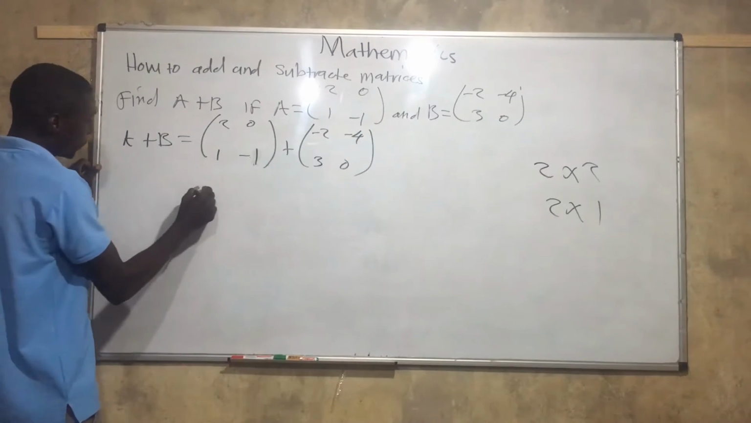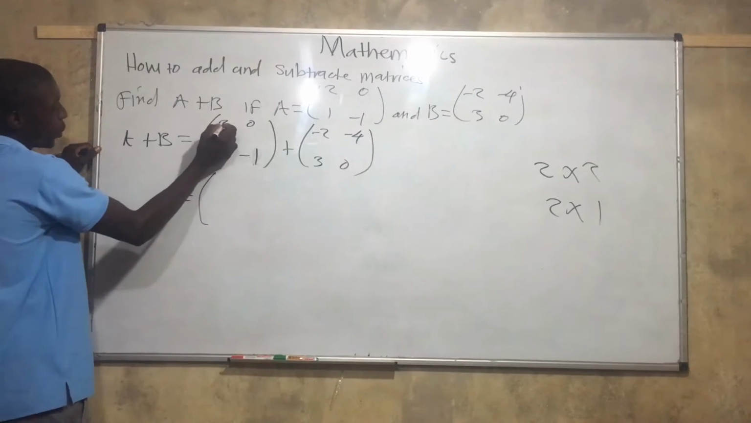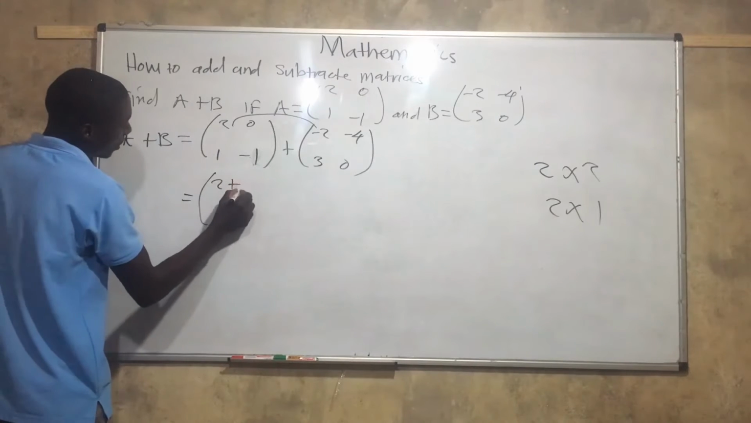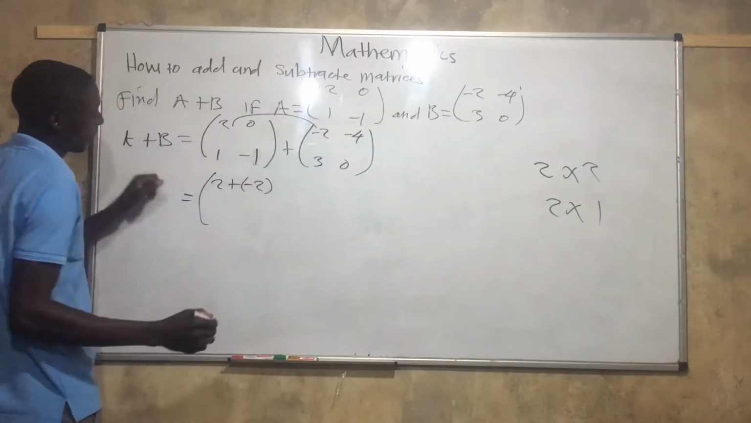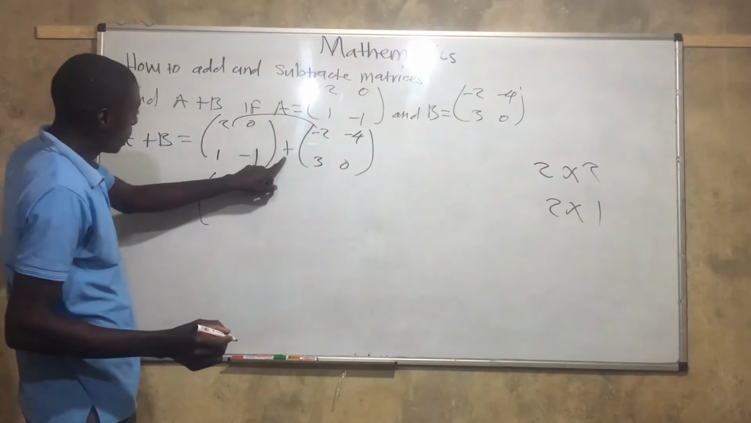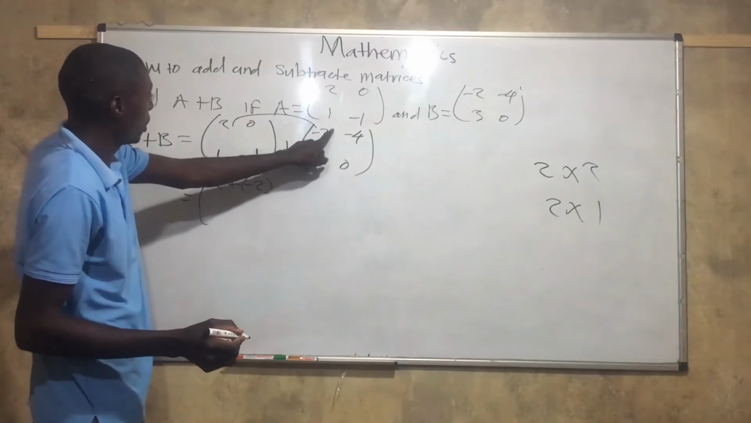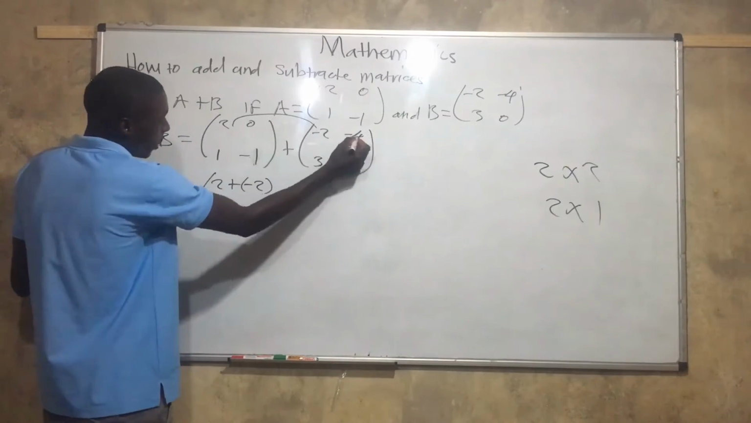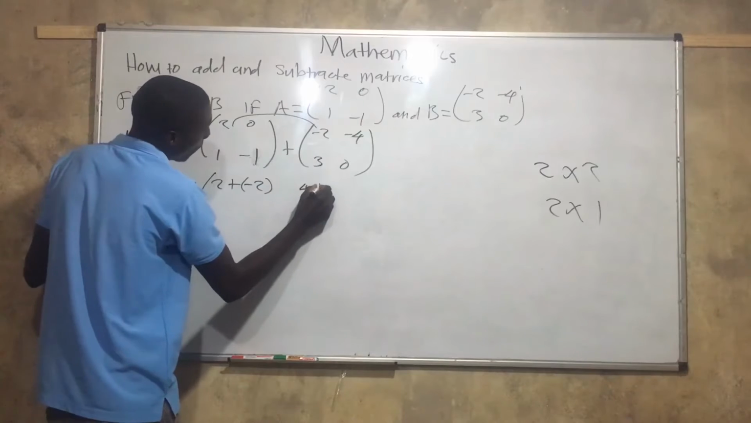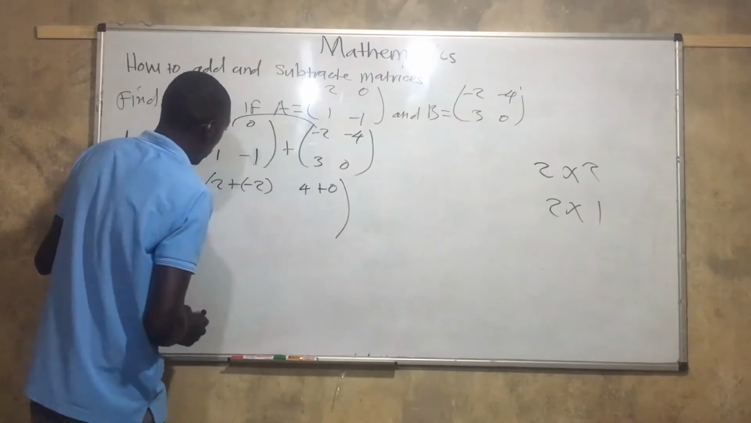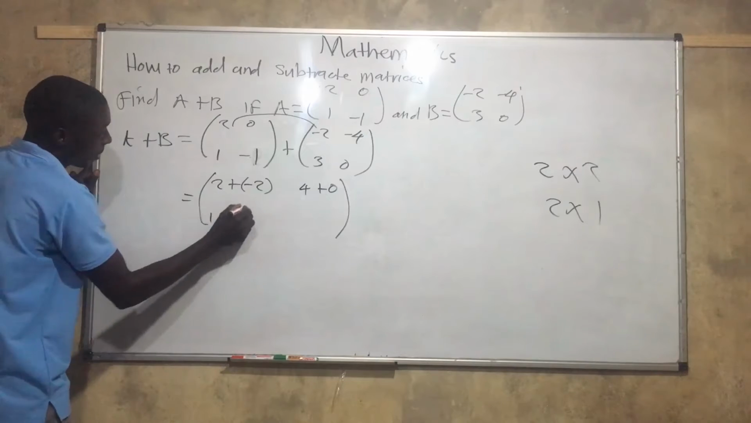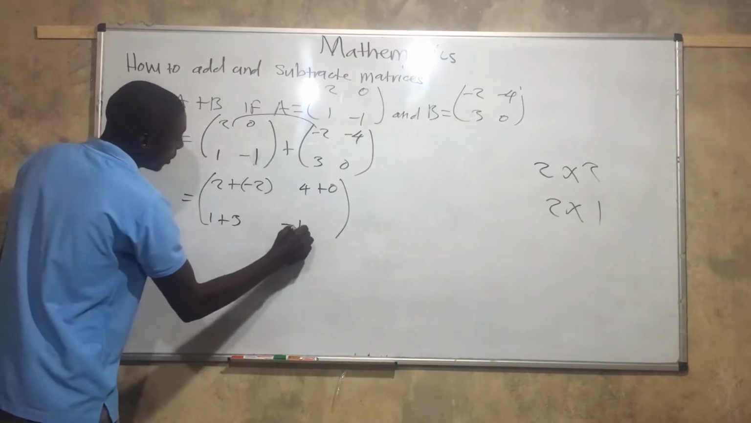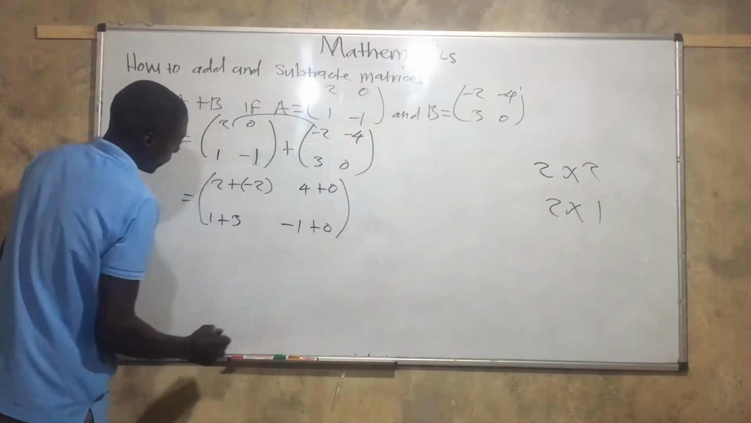So this will be open bracket, 2 will add with that 2. So it will be 2 plus negative 2, like that. This plus is this plus, then this negative is that which is with negative 2. Then we also add this 0 with that 4. So it will be 4 plus 0. Then we cross, then 1 plus this 3 over there. Then negative 1 plus 0 there.